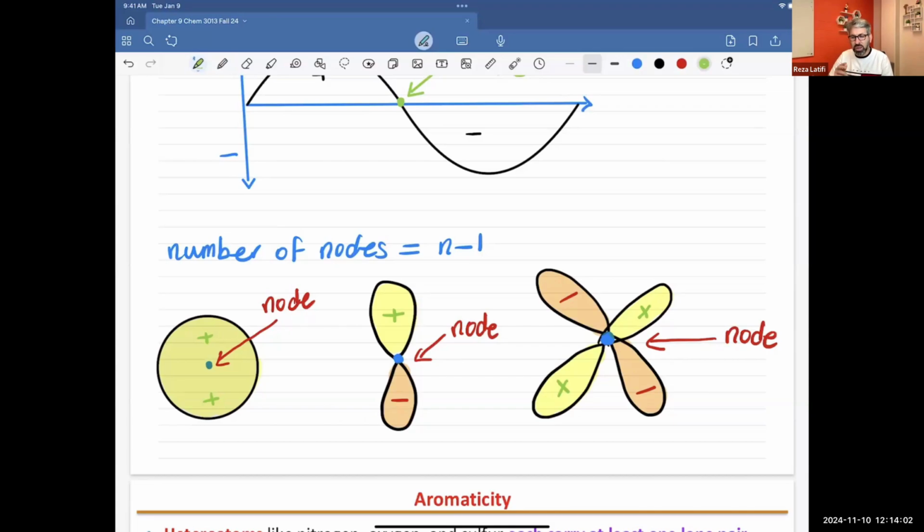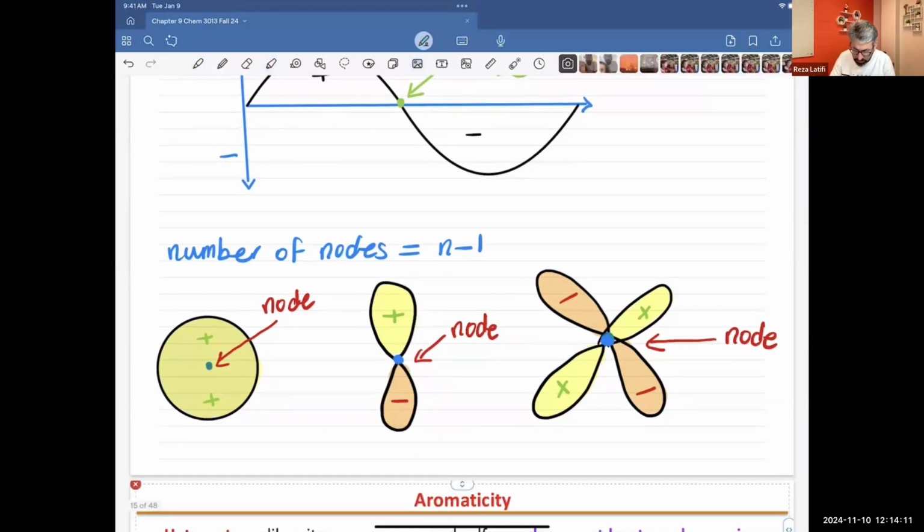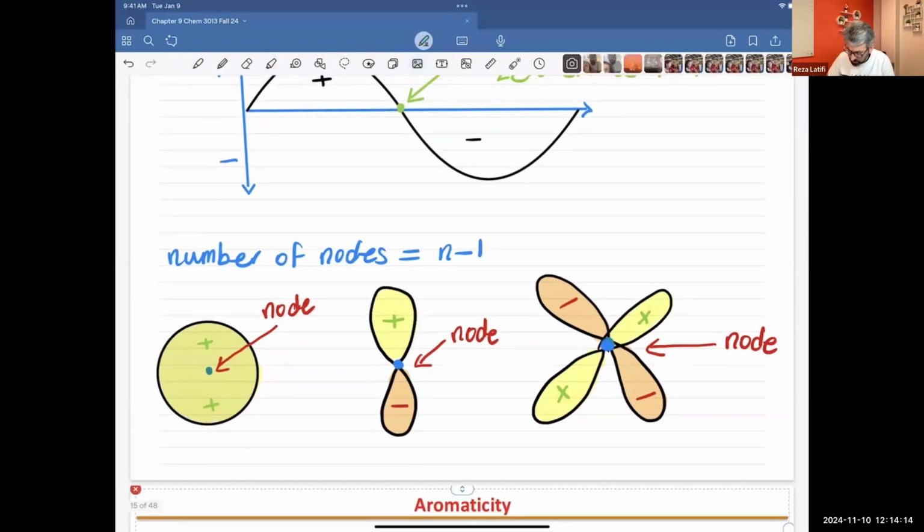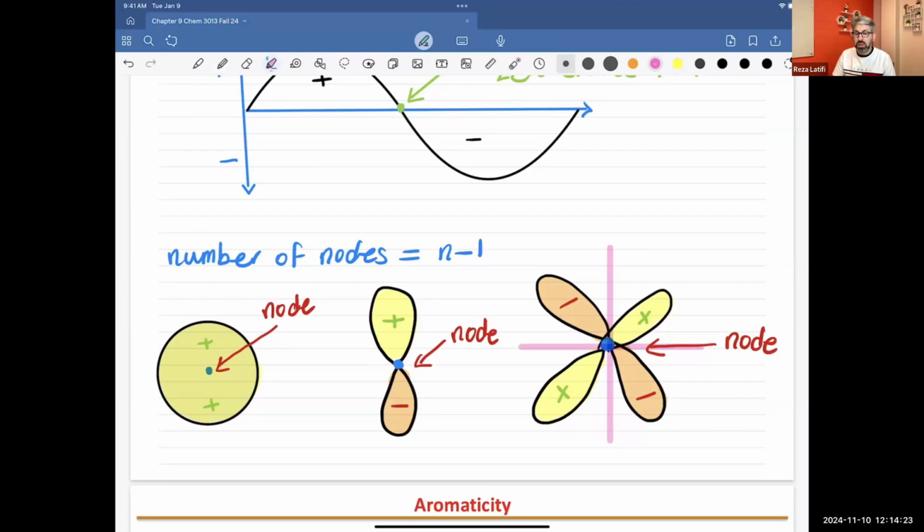For the d orbital, we have two nodes. We call them two angular nodes. One node is going to be here. This is one node, and the second node is there. So we have two nodes, and they change the phase of the orbital.